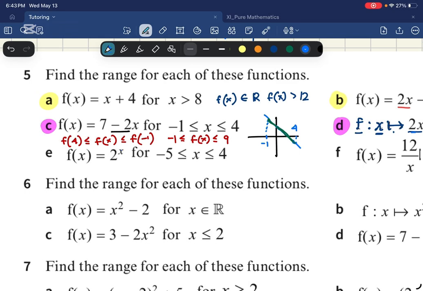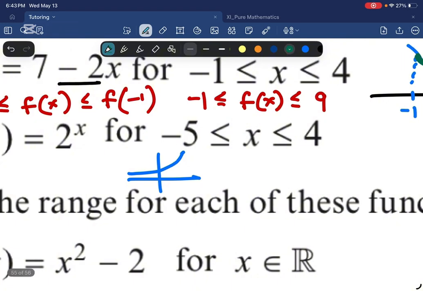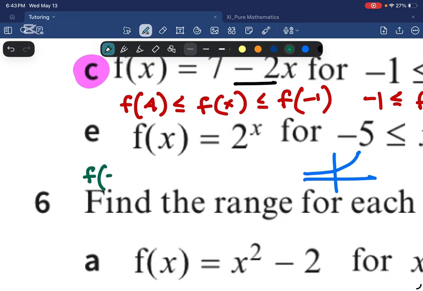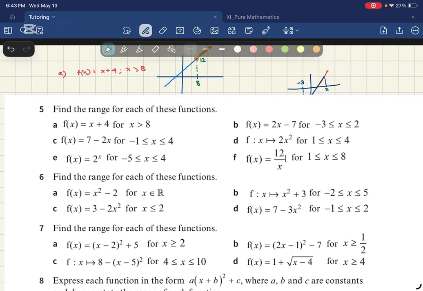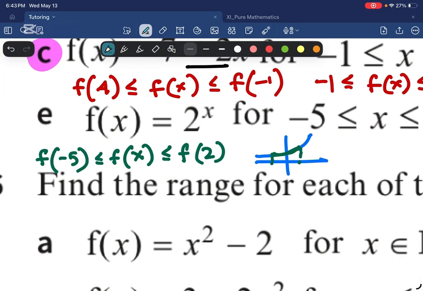E says f of x equals 2 to the power x. The graph looks something like this, right? So it's an increasing function again, so you can just plug in the values to get the range. You have f of negative 5 and f of 2. Because it's increasing, I don't really have to worry about anything. I can plug in negative 5, and that's going to give me a lower value. I can plug in 2, and that's going to give me a higher value. And the output values are going to be within this range, as represented by the green line.